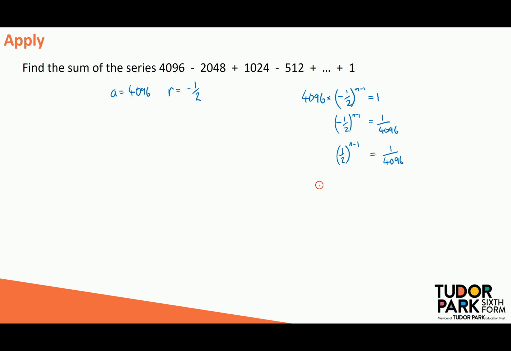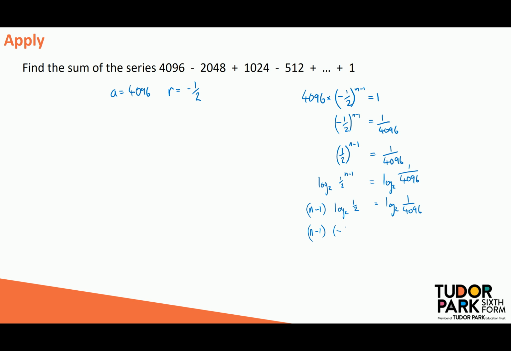So I'm going to take logs in base 2 of a half to the power of n minus 1 is logs in base 2 of 4096. Now using logarithm laws, that's going to be n minus 1 lots of logs in base 2 of a half is logs in base 2 of 1 over 4096.